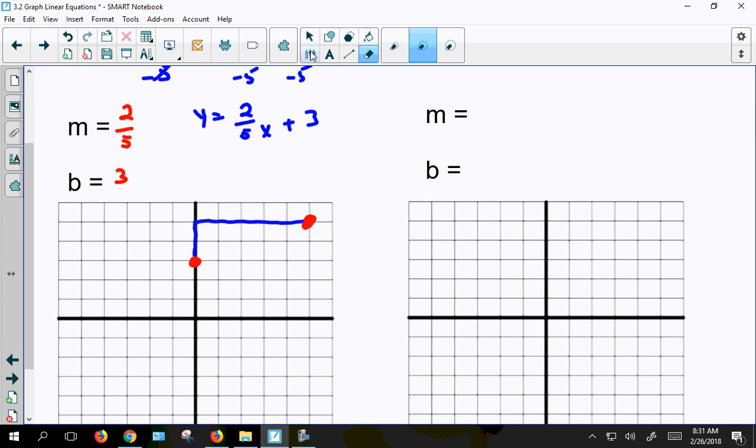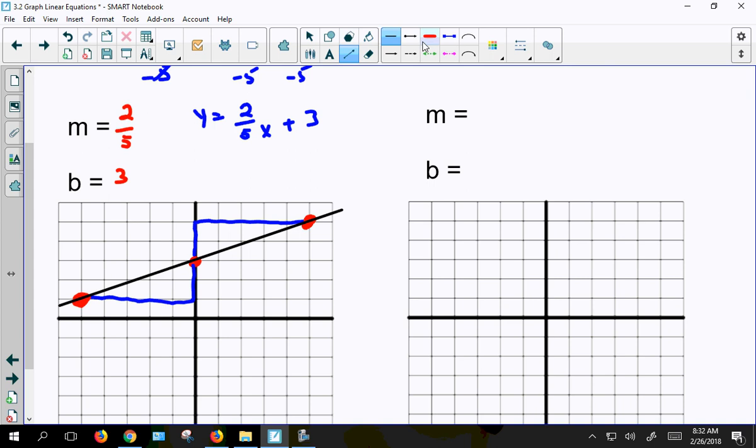If you cannot go in one direction, you go in the other direction. So I went up 2, which means I can go down 2. I went right 5, that means I can go left 5, 1, 2, 3, 4, 5, and make my dot. There is my line. Don't forget to make your arrows. That's it. That's all we're doing.